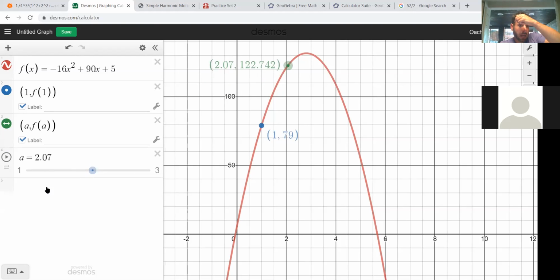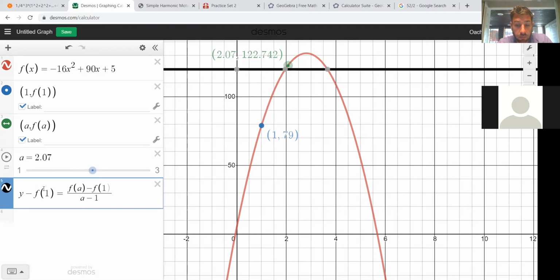So how do I figure out what that line is? Well, that's not too difficult. I use my point slope form. So it's y minus f of 1 equals, now I need the slope. Well, what's the slope? The slope is f of a. By the way, you don't need to know how to do all this, what I'm typing in right now. If you want to learn, it's not hard, but you don't need to.